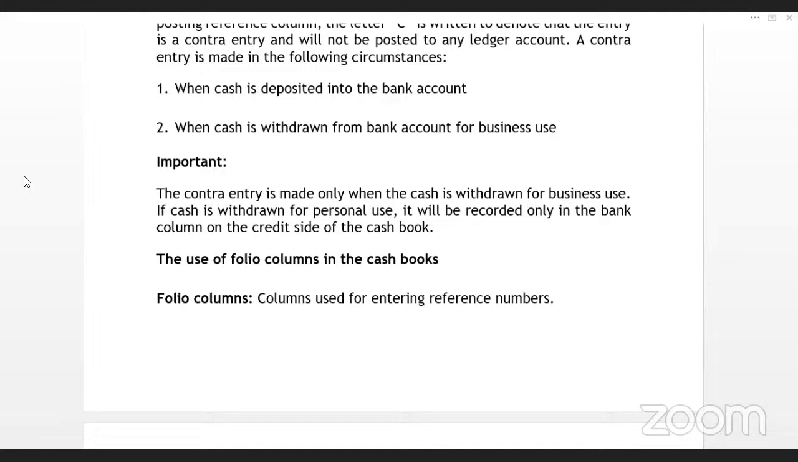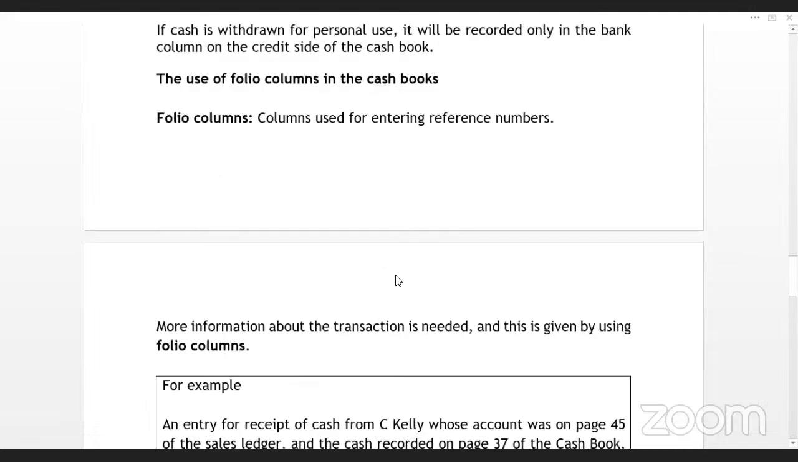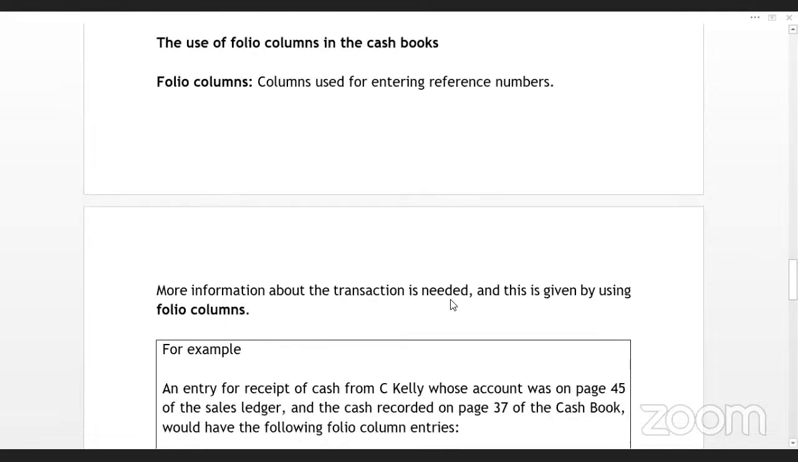The folio column, we have already said that it can also be referred to as the posting reference, that is the PR column. This column is used for entering reference numbers. More information about transactions is needed, and this is given by using the folio columns.